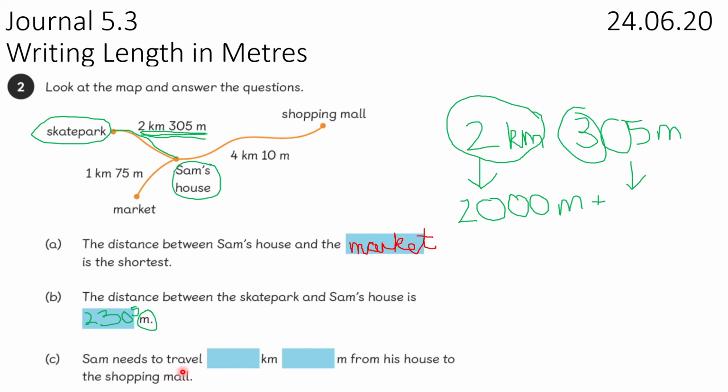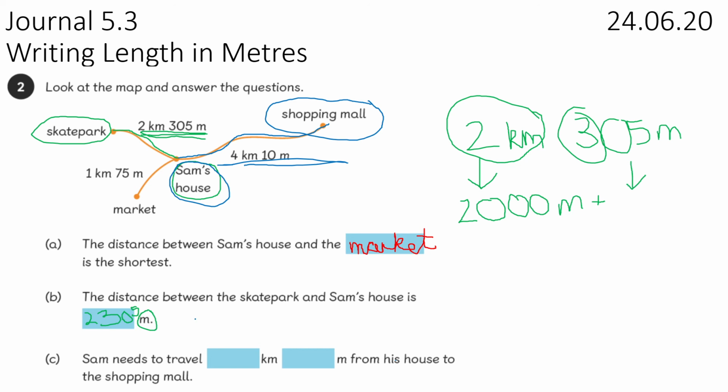Let's look at the final question. Sam needs to travel something kilometres and something metres from his house to the shopping mall. So let's look at Sam's house. I'll change the colour again. This time, what colour should I go? Let's go blue. So we're travelling from his house along this path here to the shopping mall. And which distance do you think it's going to be? It's going to be this distance here, which is 4 kilometres and 10 metres.